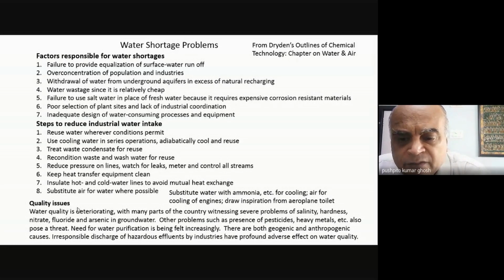So quality is another huge issue. To first get a source of fresh water, which many times industries don't have, plus to treat the water so that it becomes of an acceptable quality, that can add very significantly to the cost of industrial operations.